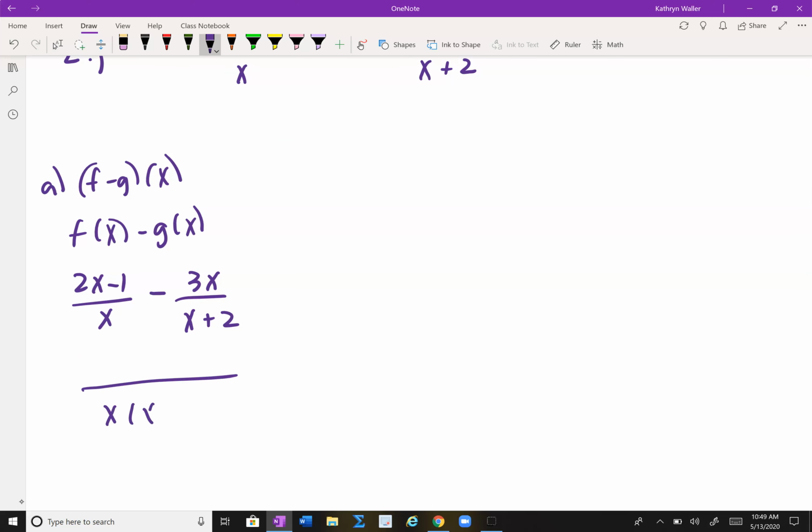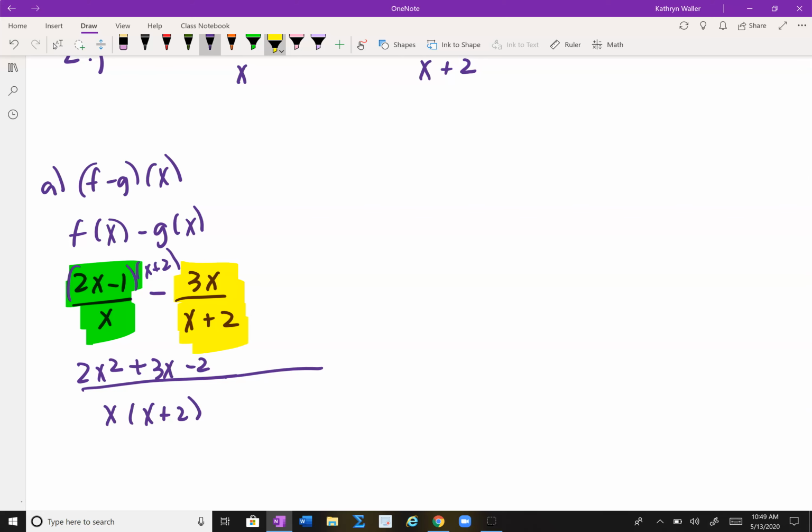So common denominator, just put those together. So this fraction right here has the x. It's missing the x plus 2, so I have to multiply. So if I want a FOIL, it's 2x to the second plus 4x minus 1x is plus 3x minus 2. This fraction right here has the x plus 2. It's missing the x. So a negative 3x times x is a negative 3x squared. And then you simplify the top and you get negative x squared plus 3x minus 2 all over x times x plus 2.